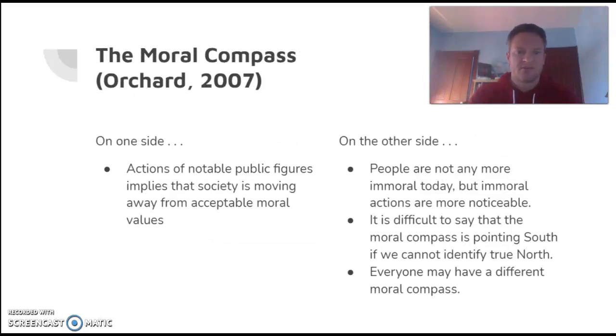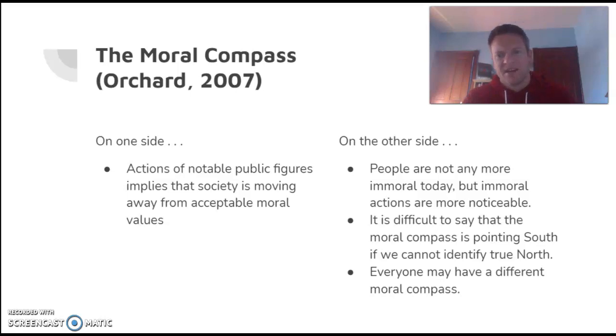In the final resource that I'm going to summarize here, this moral compass is basically argued. On one side of the argument, somebody notices that society's moral compass seems to be pointed in the wrong direction, like pointed south instead of north, right? He thought this was evident because of all the immoral actions of notable public figures, like politicians and celebrities, things like that. So it just seemed like society was acting more immoral.